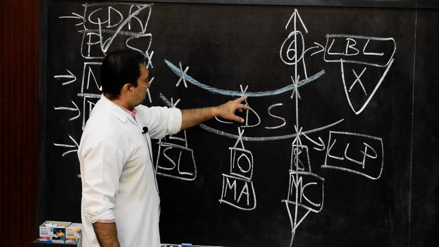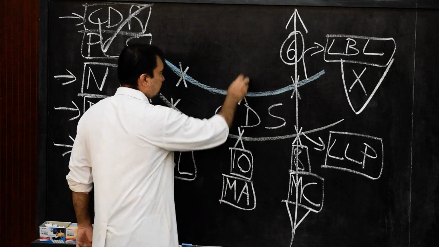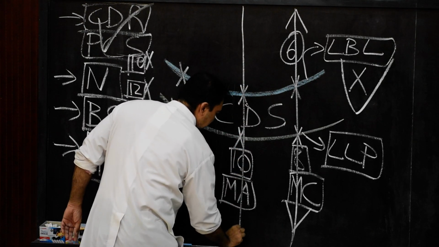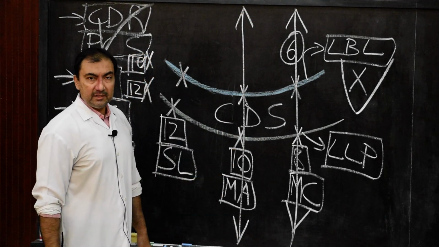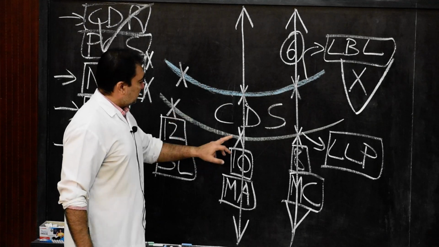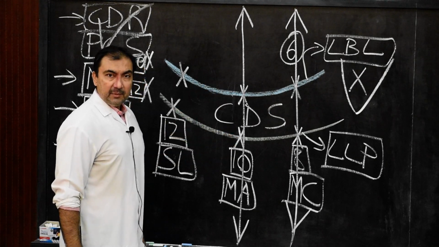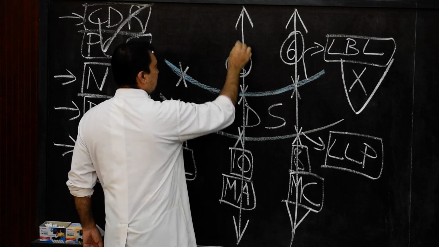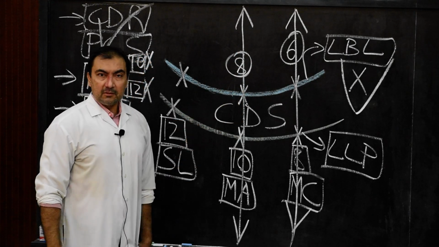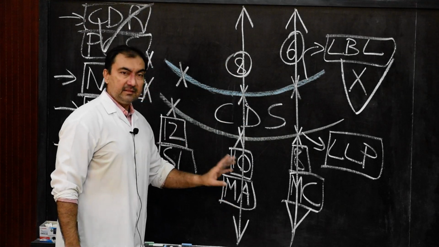Same way, the lower border of lung will cross mid-axillary line. So if I put a line over here, this line will be mid-axillary line. And at what level it will cross? 2. So if you ascend by 2 ribs from 10, it will come to 8. So the lower border of lung will cross 8th rib at the mid-axillary line.